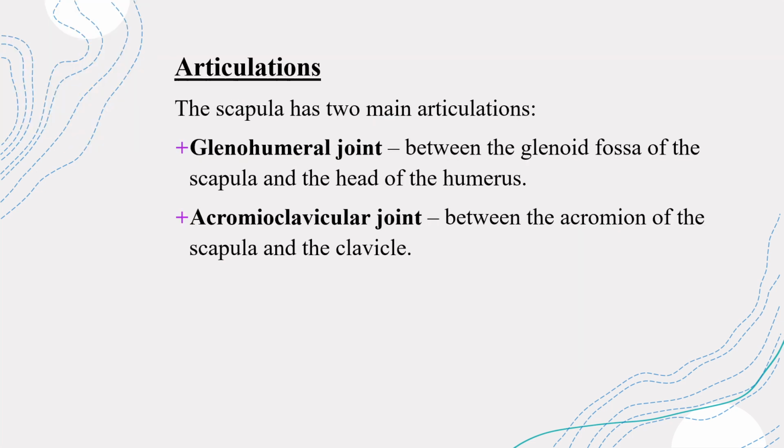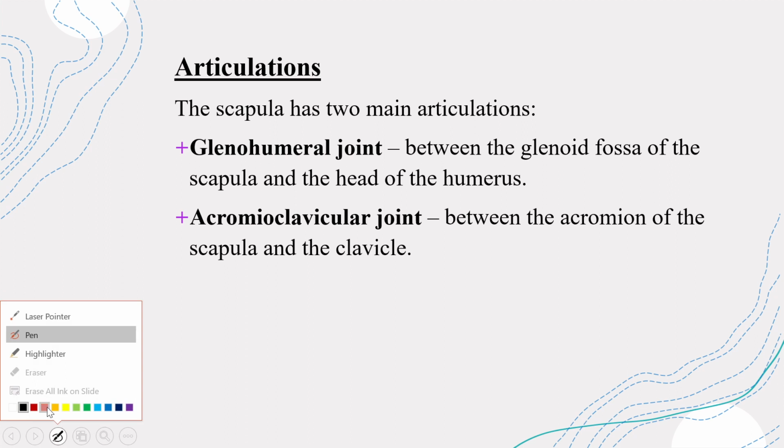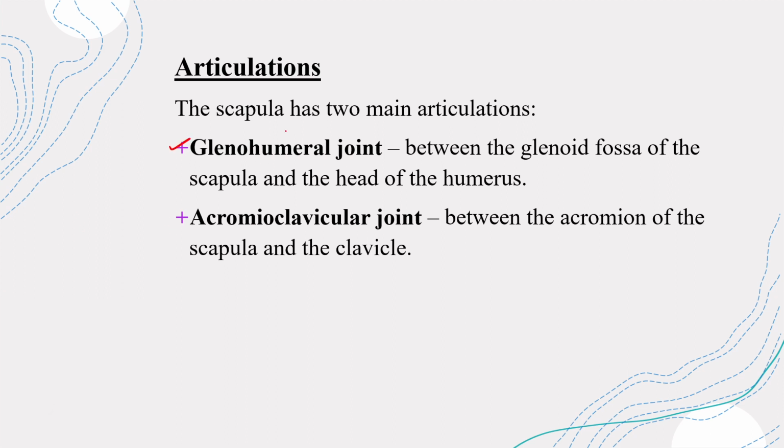Now talking about articulation, in the scapula we have two important articulations. First is the glenohumeral joint, which we have already talked about. It is between the glenoid fossa of the scapula and the head of the humerus. The glenoid fossa is the particular area of the scapula that attaches to the head of the humerus.